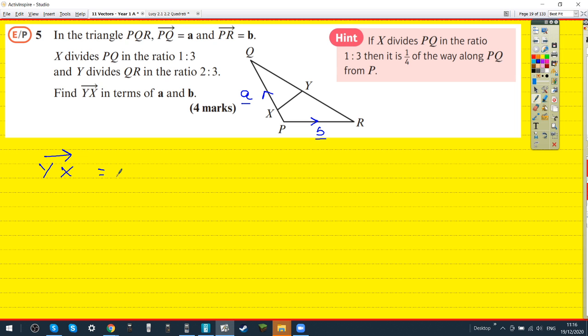So is Y the hypotenuse, like all of it? Y is... it's in a ratio. It's not quite the midpoint. It's 2/3. Nope. How many parts in total? Oh yeah, sorry, 2/5. Yep. Other side's 3/5. And PQ is in the ratio of 1/4 and 3/4.